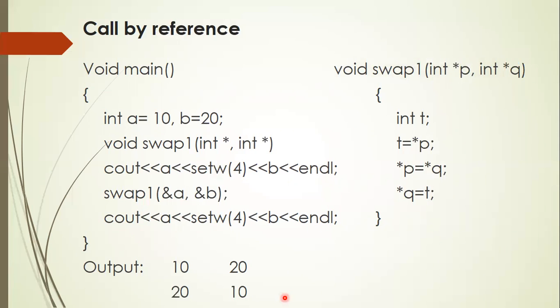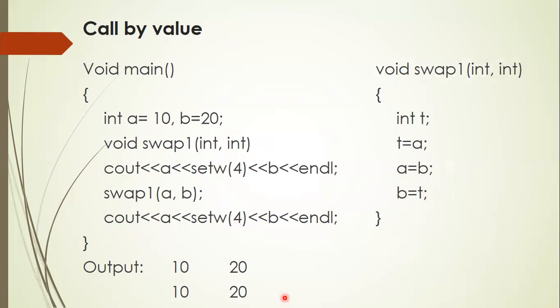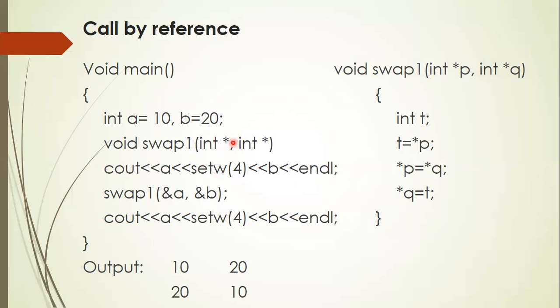Next, the second one is call by reference. In call by reference, the formal arguments are pointers. The actual arguments are the addresses of the variables. In the previous example, in call by value, formal arguments are also variables and actual arguments are also variables only. That's why I mentioned it as int, int. Whereas in call by reference, the actual arguments are the addresses of the variables and the formal arguments are pointers, because only a pointer can receive the address of a variable. Again, display the values of a and b: 10 and 20.